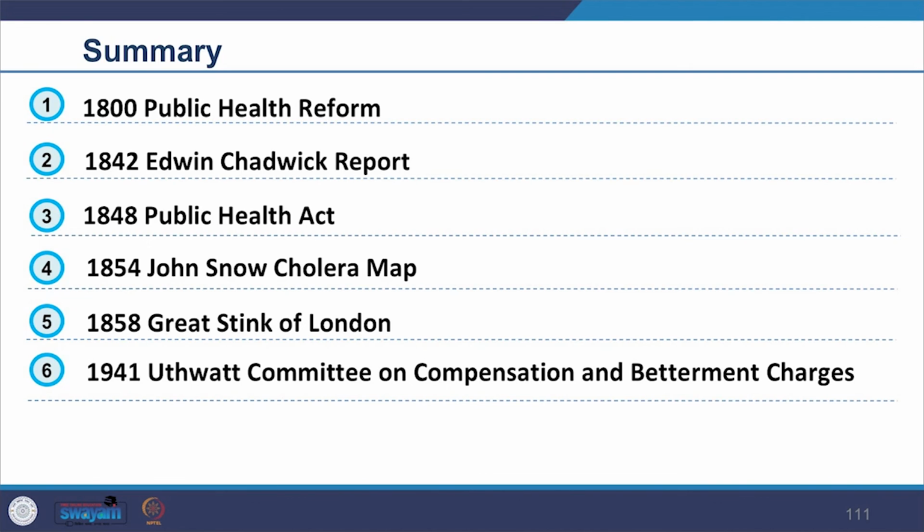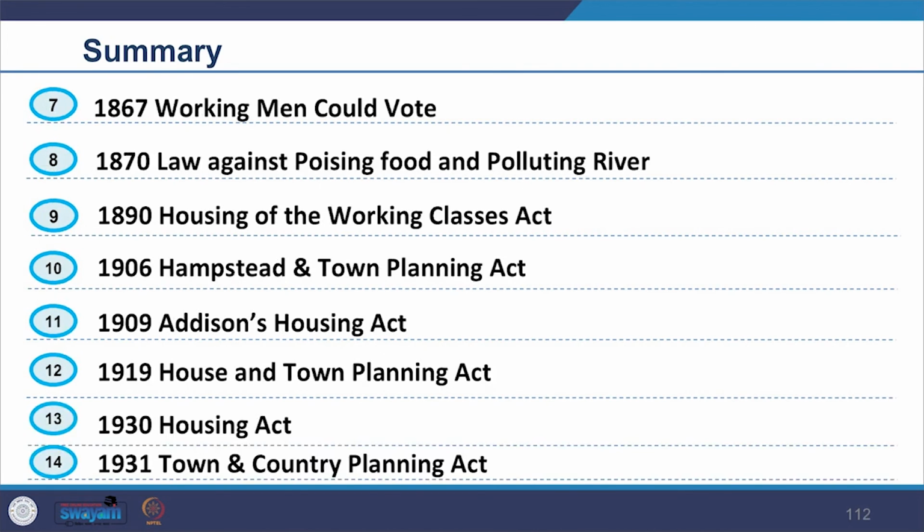acts today. We looked at the public health reform, Edwin Chadwick's report, John Snow's cholera map, the Great Stink of London, and various committees. And then we also talked about how working men's voting changed the landscape of legislation, and related to that a lot of acts came in, such as the Housing of the Working Classes, the Hampstead Garden Suburb and Town Planning Act, the Addison Housing Act, and the Housing and Town Planning Act.